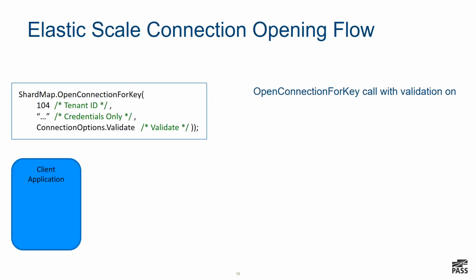Let's say you make an Open Connection for Key API call, and here's your client application where you make that call from, and you're looking for tenant ID 104 in the previous example. You check the sharding key in the cache, and at that point in time, the application cache is empty.